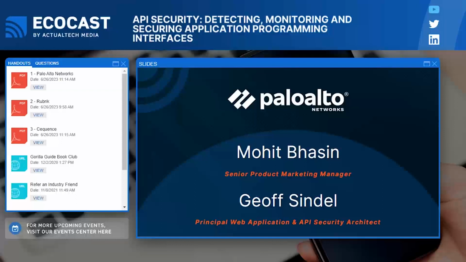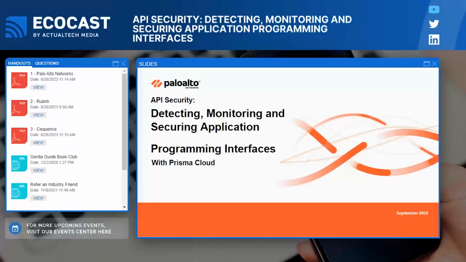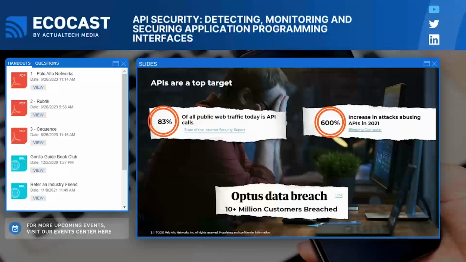Yeah, and we're going to talk to you about detecting, monitoring, and securing APIs with Prisma Cloud. So before we get started and talk about how Prisma Cloud can help you secure your APIs, let's talk about why APIs are a top target. And I like to say that APIs have been around for quite a while, I think over the past 20 to 25 years, but they are now a top target because the majority of web traffic today is API calls.